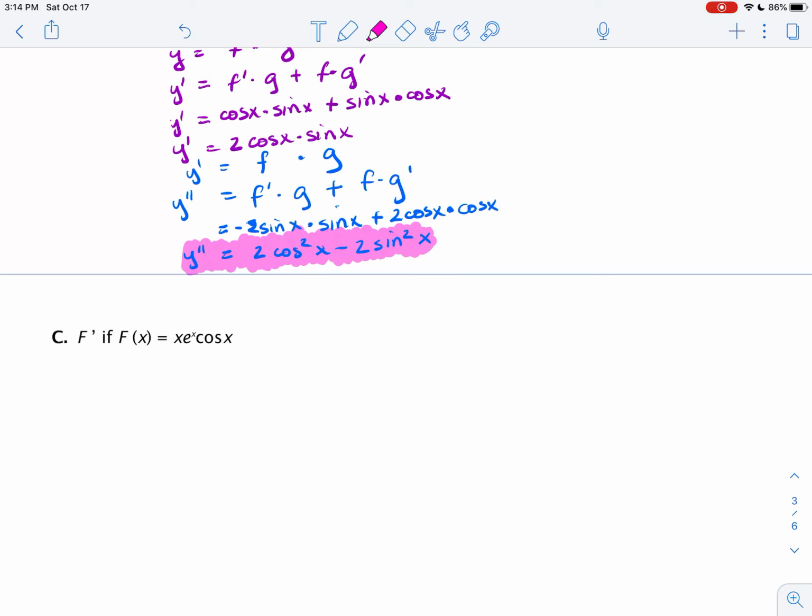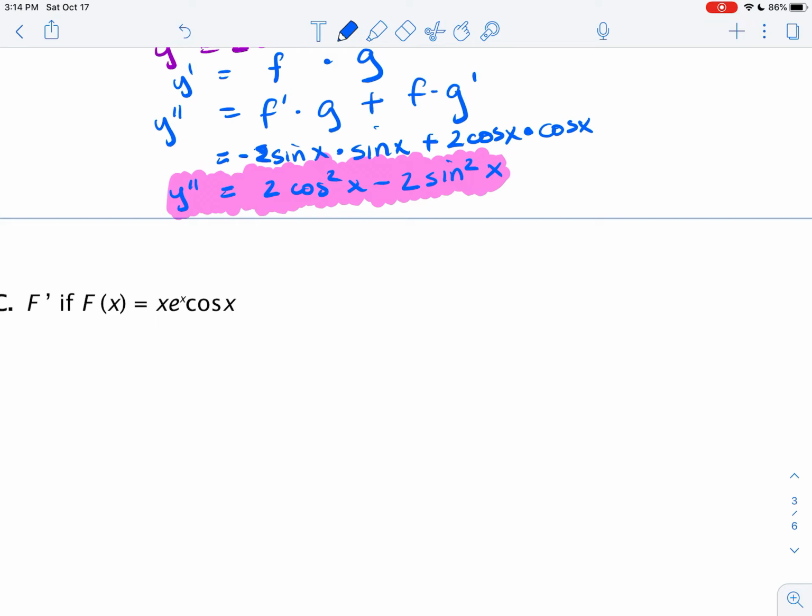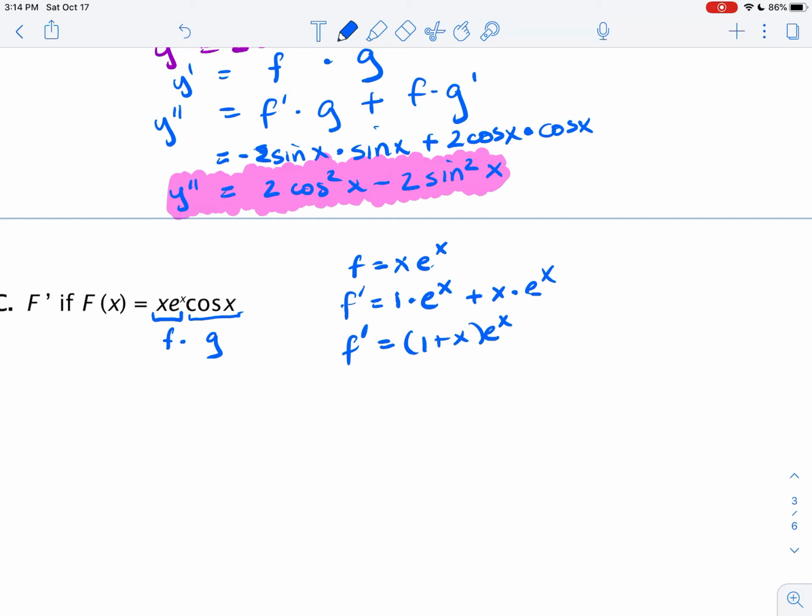Okay. How would we find f prime if f of x is x e to the x cosine x? And we have a product of 3 functions here. I tend to just split 2 of them up. I'll combine 2 of them to say that that's my f, and then the second one is my g. And over here, just to be clear, I might build a table, and if my f is equal to x e to the x, my f prime is going to be the derivative of the first, which is 1, times the second, which is e to the x, plus the first times the derivative of the second. And so I see here that f prime is going to be 1 plus x times e to the x. G is cosine x, and our g prime is going to be minus sine x.